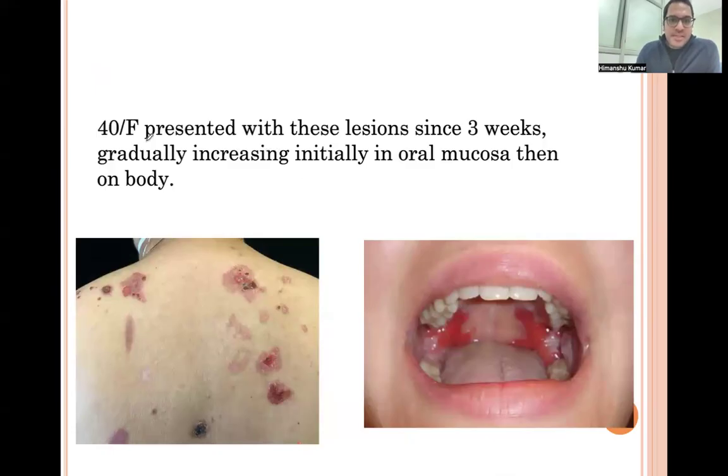This is a clinical scenario which you might get in your exam question papers. For example, they might give you a picture of a 40-year-old lady presented with these lesions since about 3-4 weeks, gradually increasing. Initially started from the oral mucosa, then appeared on the rest of the body. Now the question might be, what is the diagnosis? It can also be what is the cause of the problem? What is the autoantibody involved? I'll first start with the diagnosis for this typical condition.